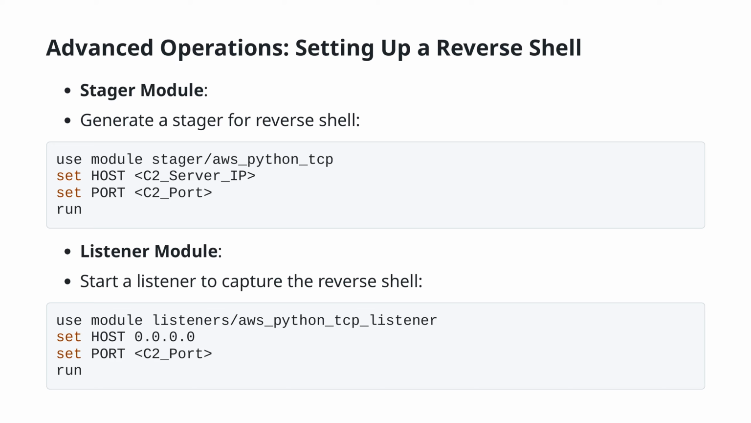Next, we need to set up a listener to capture the reverse shell. We achieve this by using the listener module. Start with the command use module s python TCP listener. Set the host to listen on all interfaces using set host 0.0.0.0 and configure the port with set port C2 port. Finally, start the listener with the run command. These steps allow you to establish a reverse shell connection for advanced interaction with the target system.